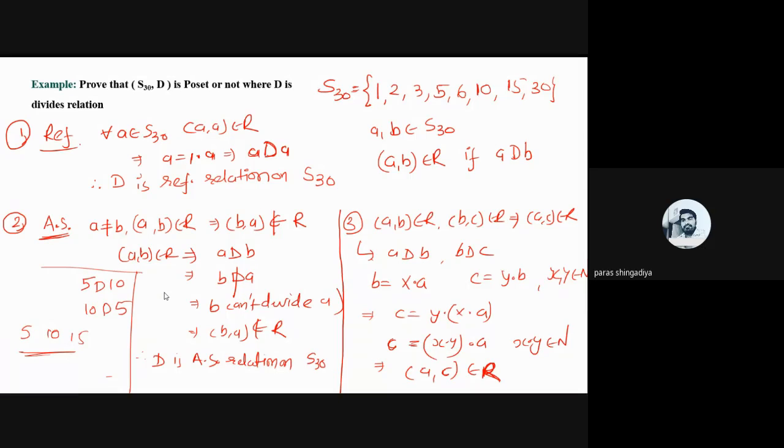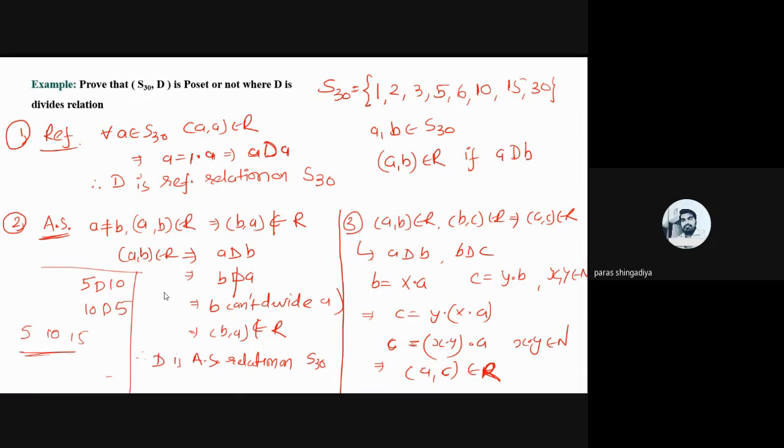S30 with D, and if we consider S60 in place of S30, the same argument we have to consider here for reflexive, antisymmetric, and transitive, and that is also a partially ordered set. Any set N, Z, Q, R, and then S30, S25, S40, S90, S100, any set consider that with the divide relation. So it is always reflexive, antisymmetric, and transitive. The same argument you have to consider for the divide relation, and you can easily say that it is also a partially ordered set.